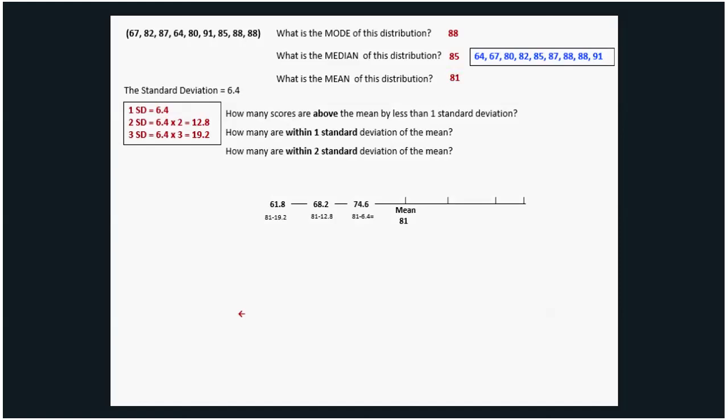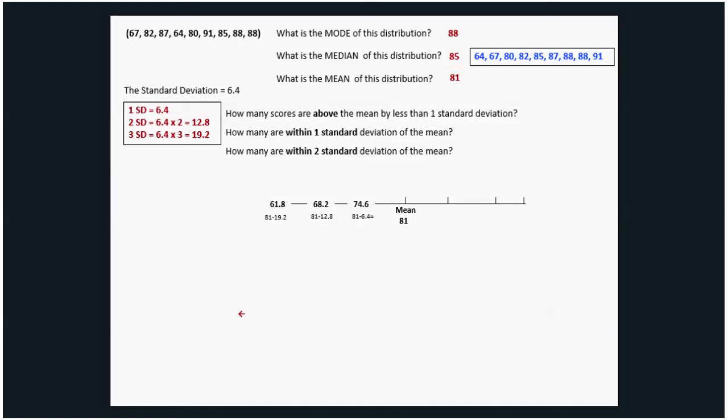I could too, at the same time, if it's easier, you could say 81 minus 6.4 is 74.6. And then I could take the 74.6 minus 6.4, and that's going to give me 68.2. 68.2 minus 6.4 is going to give me 61.8. It's whichever is going to be the easiest way for you to compute that.